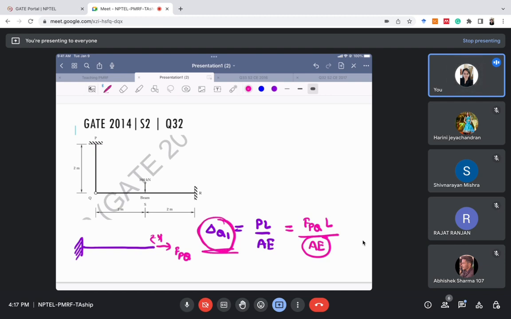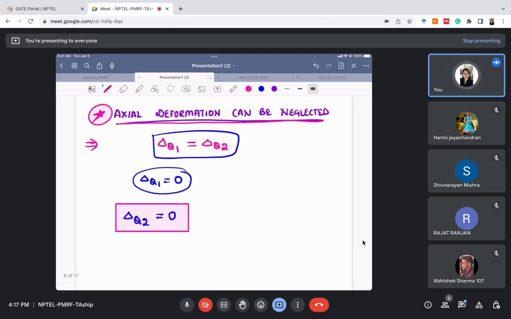If they have not given us the values of A and E, we cannot find the value of delta q1. Since they haven't given them, we can assume that axial deformations are very small as compared to flexural deformations, and therefore we are neglecting it. This has made our problem a little bit simpler. Why? Because now we only have to find the value of delta q2 and put it to 0, and from that equation we can find the value of FPQ.